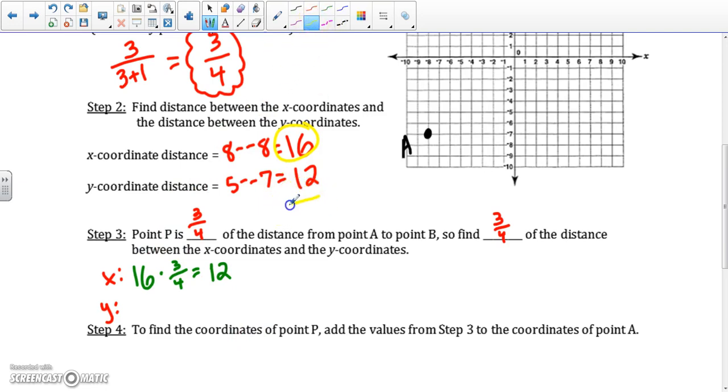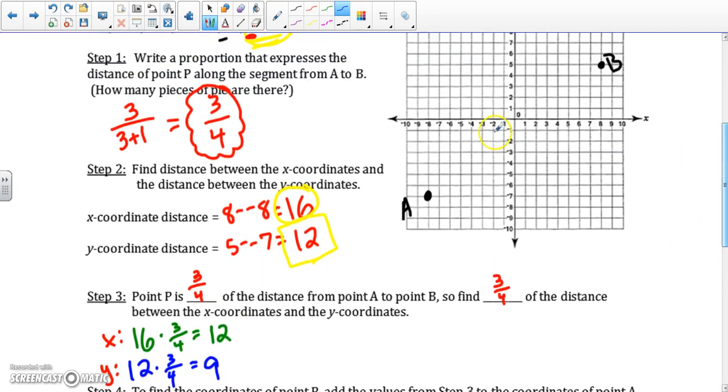Now we just do the same thing for our y coordinates. Remember the distance from mile marker A to B for our y coordinates was 12. So the distance between the y coordinates was 12 units. We want to find 3/4 of that distance. 3/4 of 12 is 9. So we're not done. What those numbers represent is the distance that will cut that line segment into 3/4.